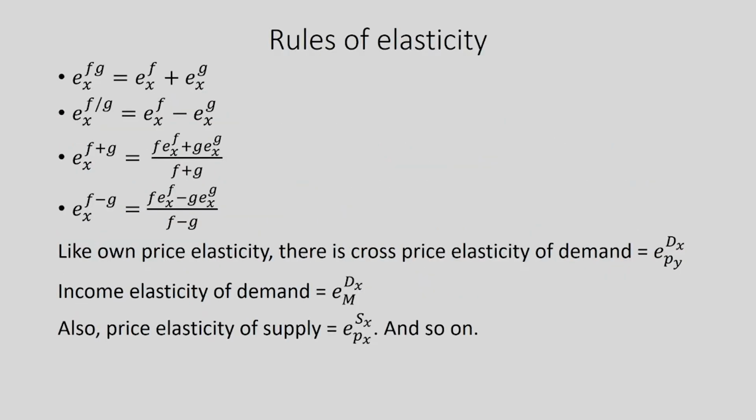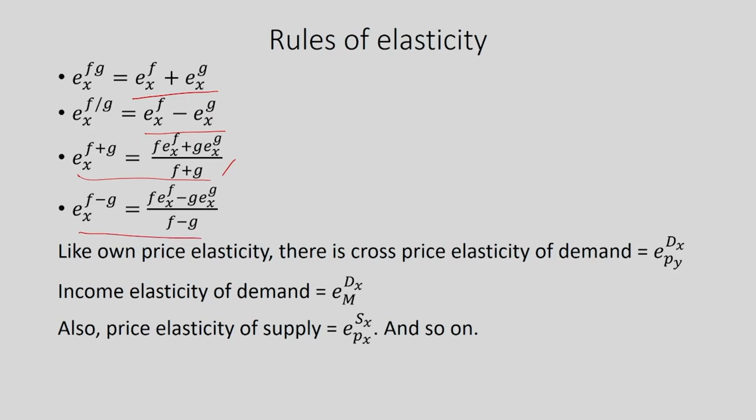And we are going to end with some rules of elasticity. So, if you take F multiplied by G and take the elasticity of that with respect to x, you are going to get E_F,x plus E_G,x. So, it is the sum of the elasticities. And if you take the quotient of them, F divided by G, then it is the difference of them, E_F,x minus E_G,x. If you take the summation of F and G, then it becomes a little bit complicated expression, F E_F,x plus G E_G,x divided by F plus G. And similarly, if you take the difference, it becomes this expression.